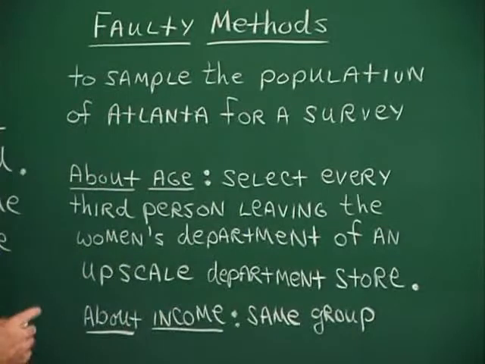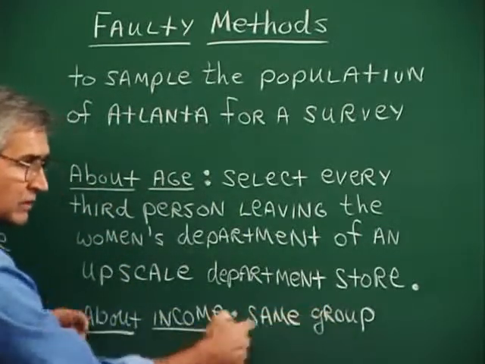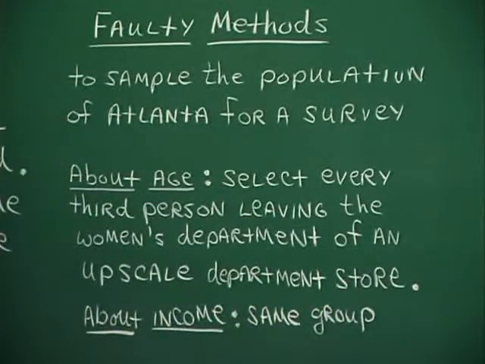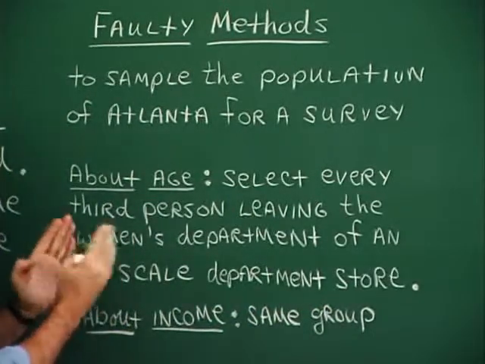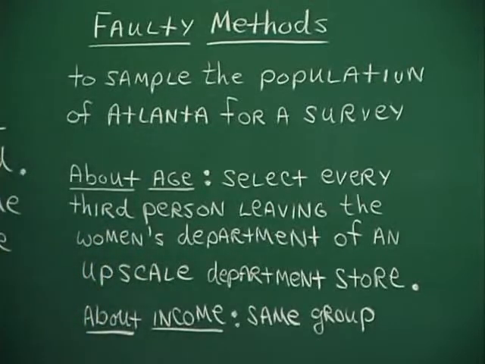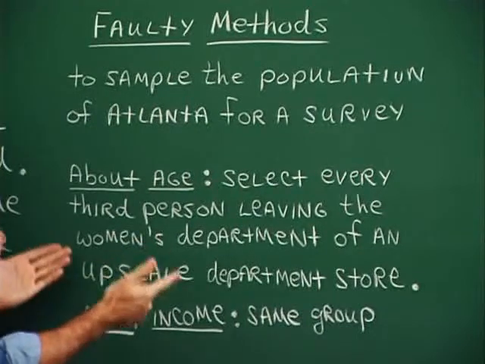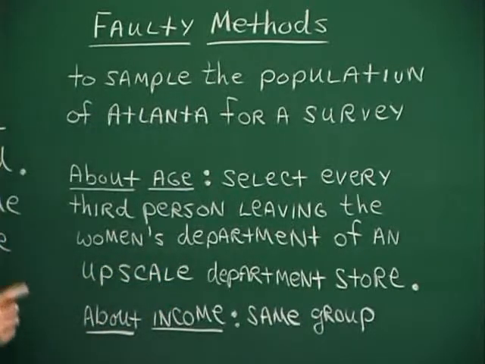Suppose we're talking about a survey involving income from the same group. Well, the same biases hold true here. We're talking about a gender bias involved with women versus men. We're talking about a bias involved with age and income for this kind of survey. So that's what not to do.